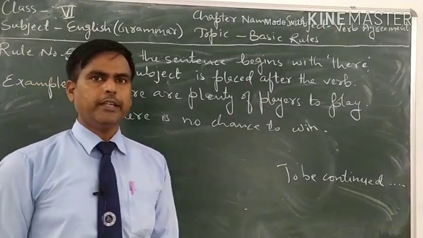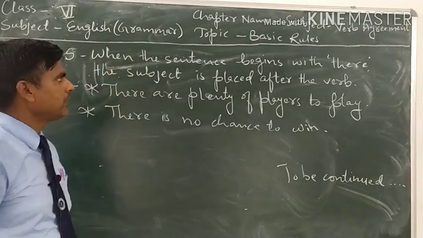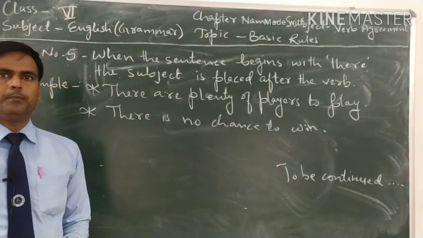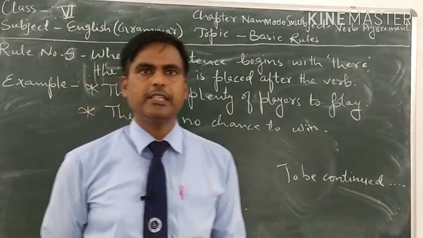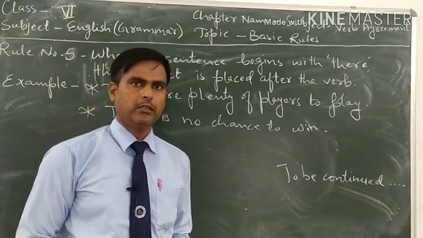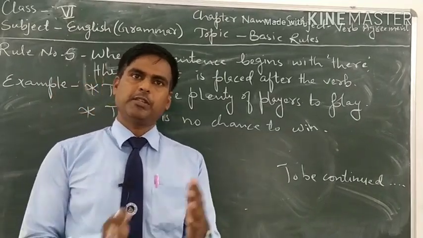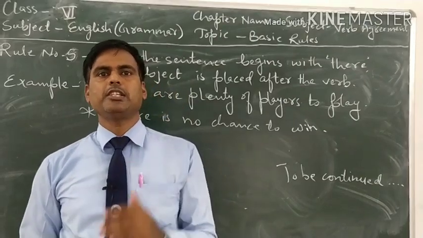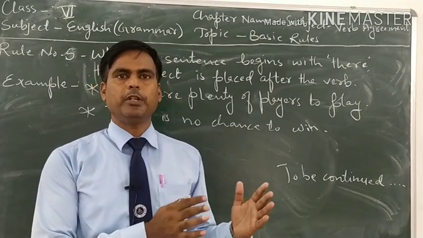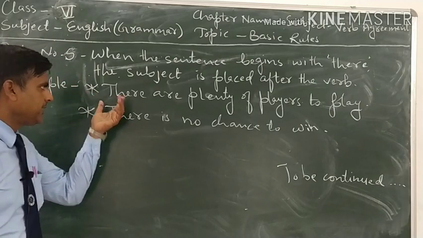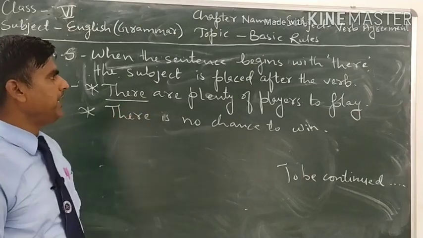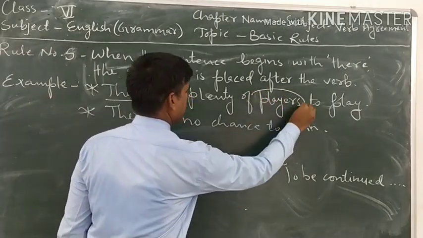Now the next rule is when the sentence begins with there, the subject is placed after the verb. Whenever a sentence begins with there, we use the subject after the verb. And we have to see if the subject is singular or plural. If the subject is singular, we will use a singular verb. And if the subject is plural, we will use a plural verb. See the example. The sentence is started with there. There are plenty of players. The subject is plural.